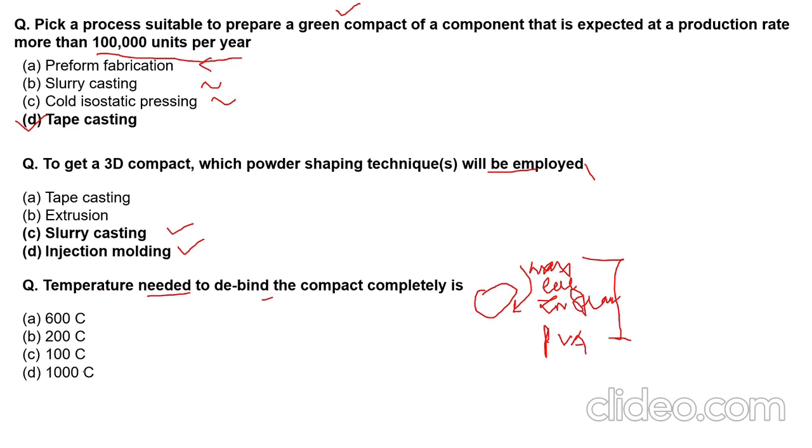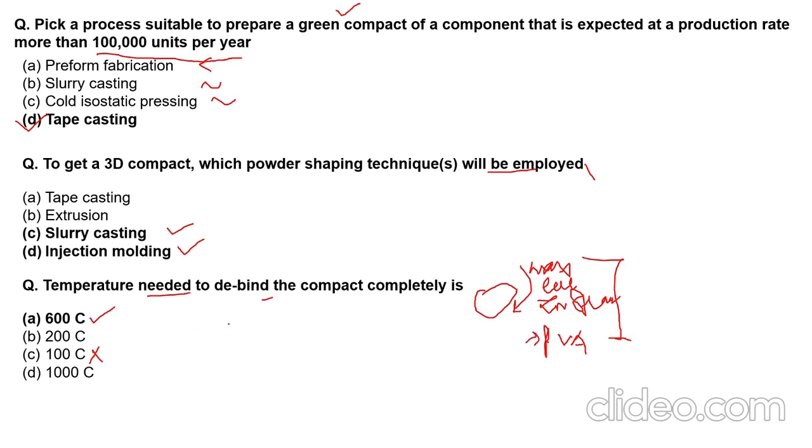Either 200 or 100, lower temperatures. At 100 we can basically only remove the moisture. Nothing else will be removed, only the moisture or any volatile compound that is present. 200 is also a low temperature. We have to go to about 600 degrees Celsius to debind the compound.